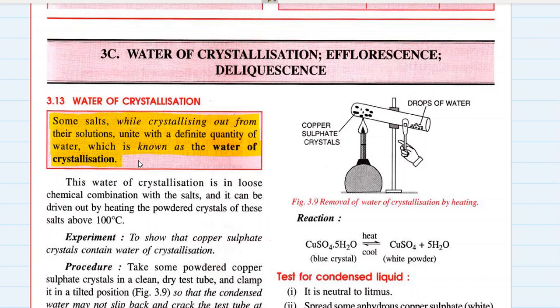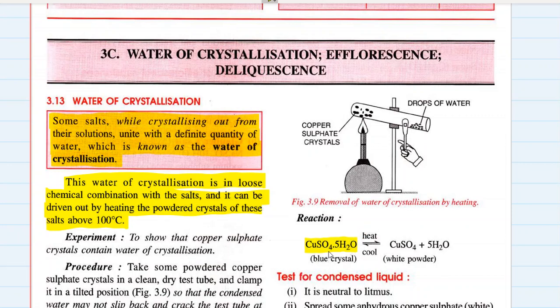So these salt particles unite with a definite quantity of water, and this water is known as water of crystallization. This water of crystallization is in loose chemical combination with the salts, and it can be driven out by heating the powdered crystals of these salts above 100 degrees Celsius. As you can see over here, copper sulfate, CuSO4.5H2O. This .5H2O means water of crystallization.